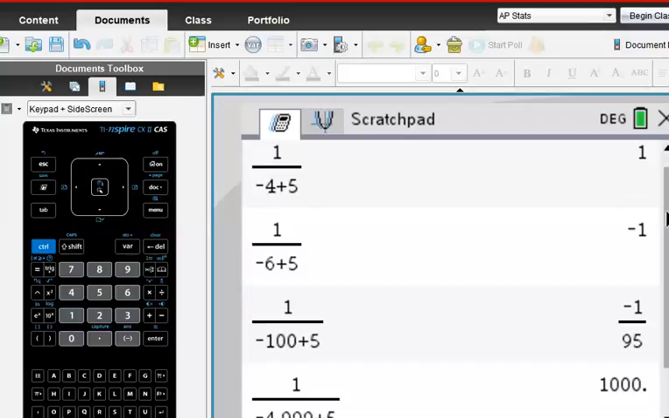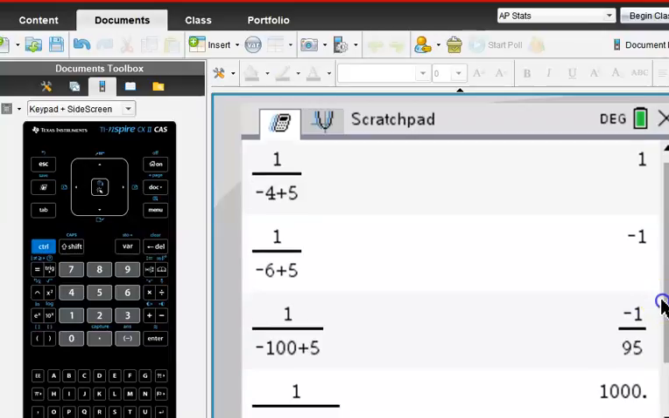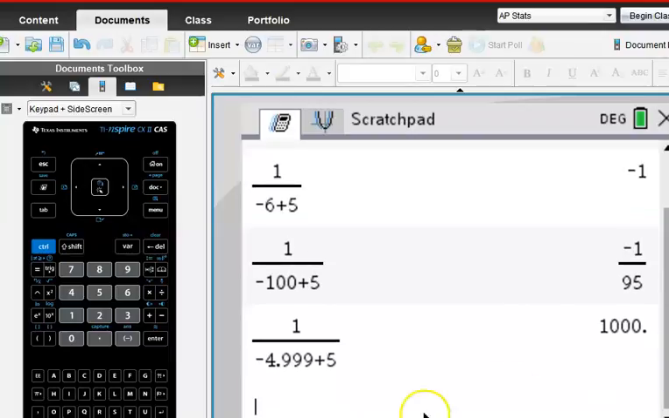But how big can y get? Right now we see as x gets bigger and bigger, y is going to get smaller and smaller, because as the denominator gets bigger, the overall size of the fraction would get smaller. But what if I pick a value that's really close to 5 but not equal to 5? So 1 over -4.999 plus 5, notice that gives me 1,000. So if I pick a number really close to 5 but not equal to 5, I can make y really big. As a matter of fact, I can make y even bigger.